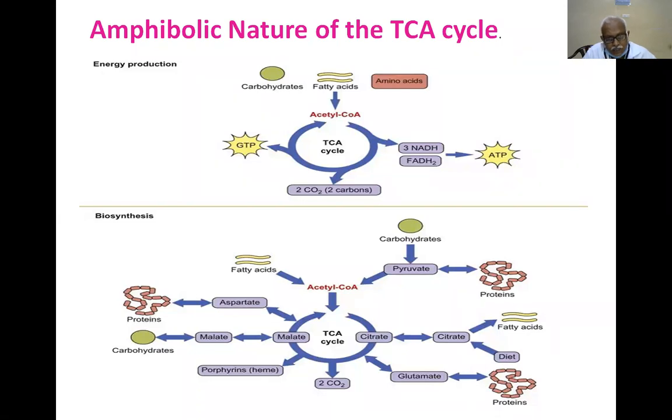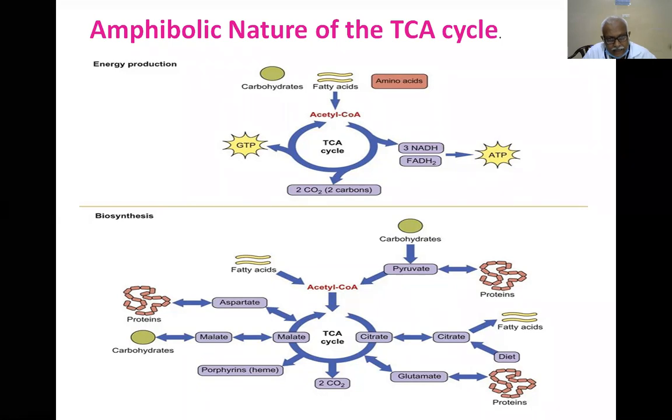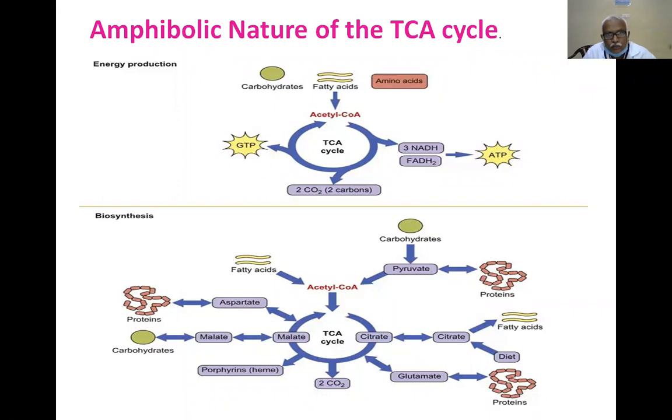Two carbon dioxide molecules will be given out in the TCA cycle, and that will be converted to malate. The interconversion of malate and oxaloacetate is most important. Malate will be converted back to carbohydrate, and aspartate will go into the TCA cycle and be converted back to aspartate, and protein synthesis will take place by aspartate. So in energy production, the amphibolic nature of the TCA cycle is proved, and in biosynthesis, the amphibolic nature of the TCA cycle is established.